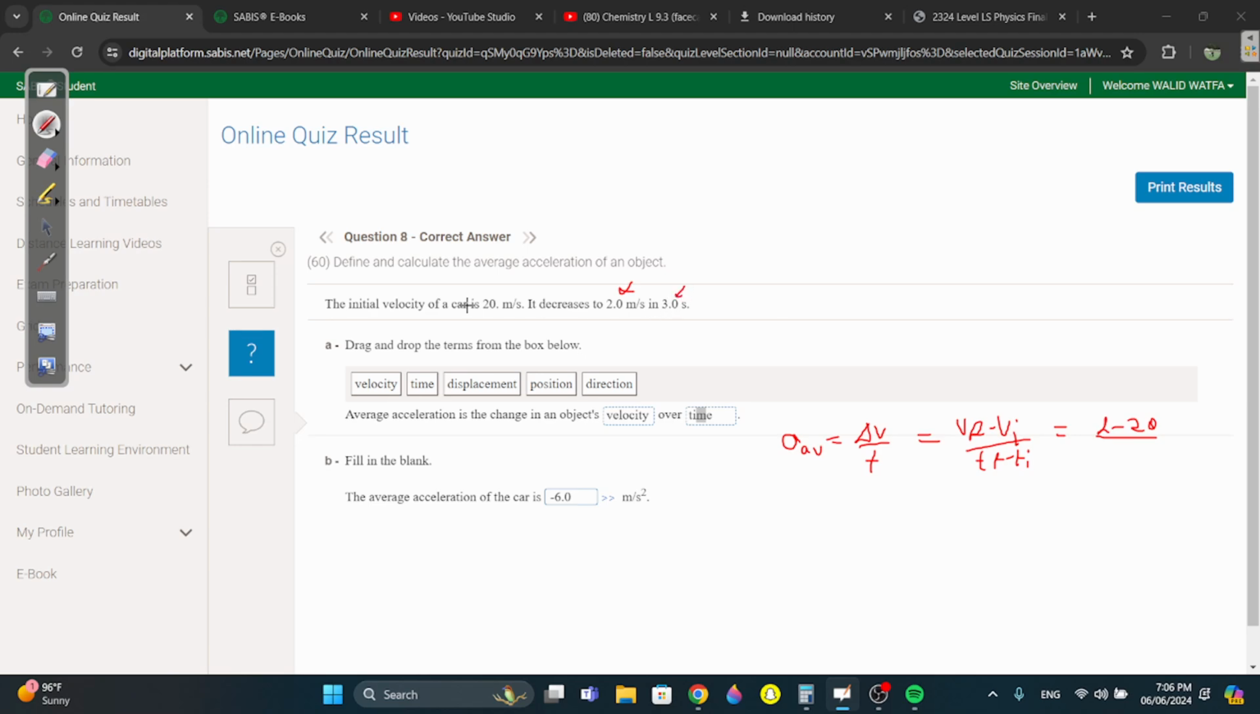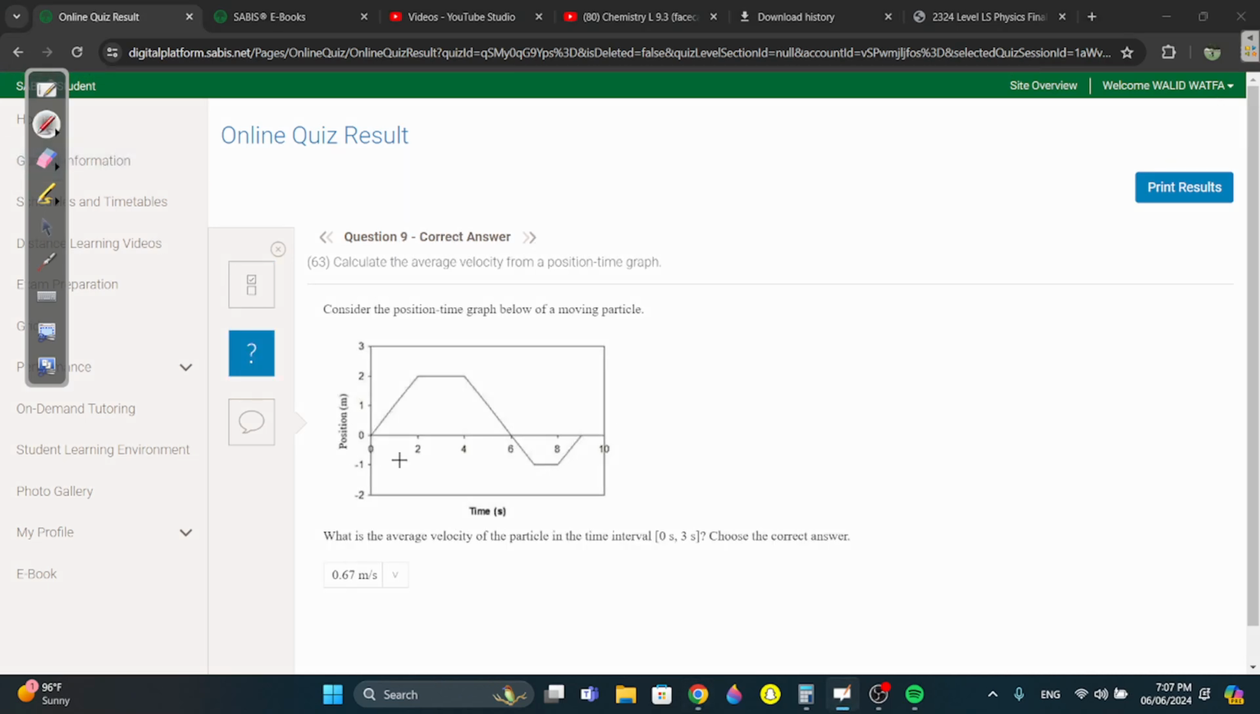The final time minus time initial is going to be 3 seconds. They give it to you, in 3 seconds, that's your time. So you're going to get minus 18 over 3, which is going to be minus 6. Don't forget the unit, meters per second squared. Minus 6.0 meters per second squared.